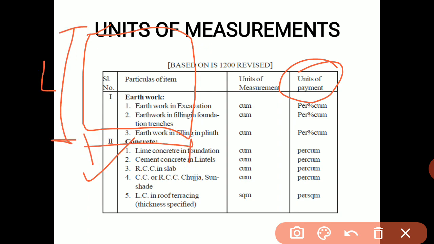Okay, thickness is neglected, so that particular item is measured in square meter. So you have to imagine in your mind the items, whether they have a specific height or depth and the significance of that height and depth. If the height and depth are not much significant, then you can neglect them and measure that item in square meter.